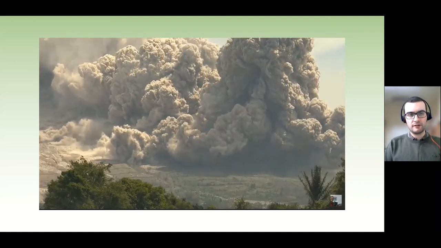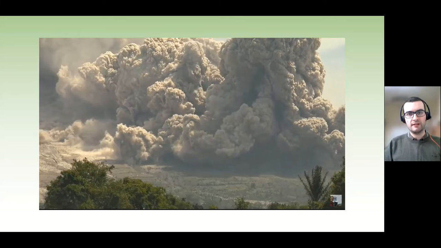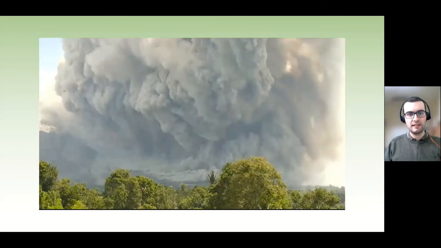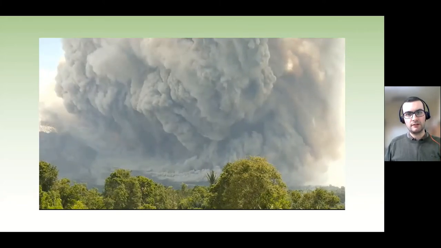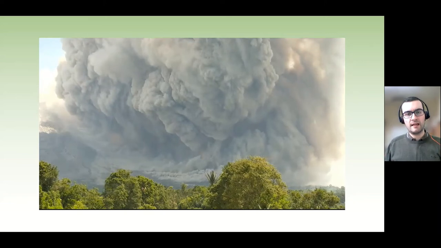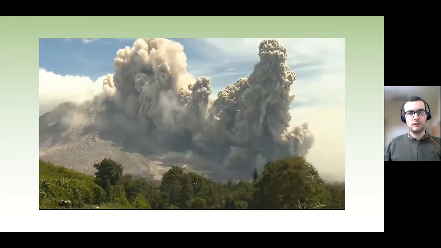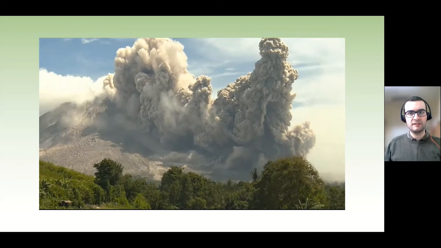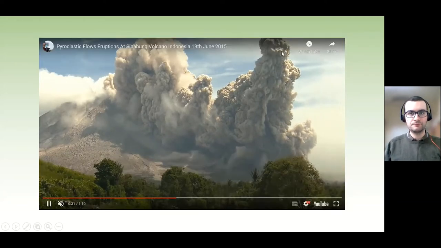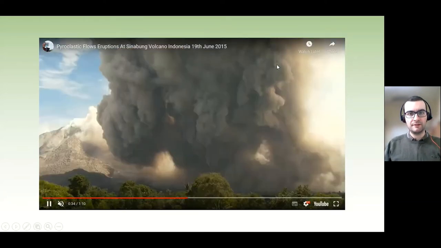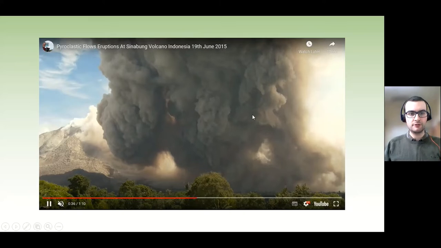And these flows are going to destroy trees and fields, and they're going to surge along very rapidly before this cloud picks up more air and then rises up, forming these very high columns you can see at the end here. And eventually this will fall back down, leaving a layer of ash along the ground.